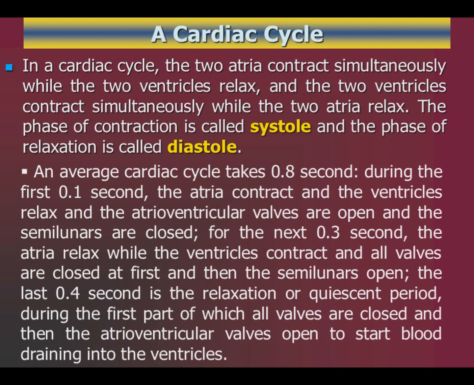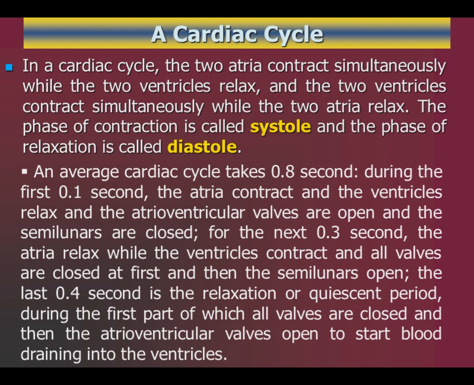During the first 0.1 second, the atria contract and the ventricles relax. The atrioventricular valves, the bicuspid and tricuspid, are open, and the semilunar valves, aortic and pulmonary, are closed. During the next 0.3 second, the atria are relaxing and the ventricles are contracting. During the first part of this period, all valves are closed to help build pressure. During the second part of this period, the semilunars are open.